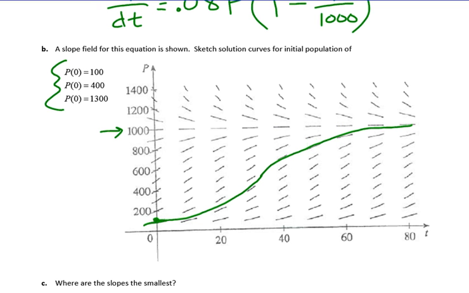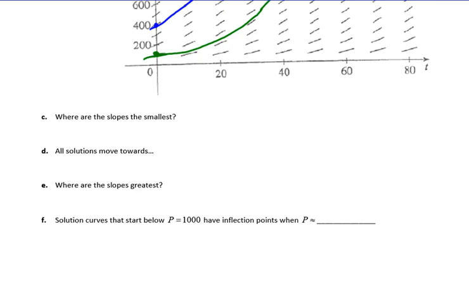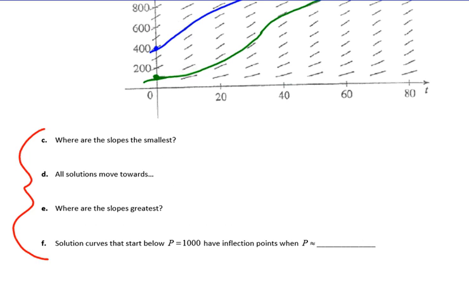Okay? So then if we start at 400, we're already a pretty large population compared to 100, so we're already a little bit steeper, so we're going to level off a little bit sooner. All right, and then for the last one, 1,300, which is above 1,000, you see we have negative slopes, so we're going to have to decrease to reach that carrying capacity. All right, so I know this is a question, but these are actually concept questions that you will have to memorize as well.